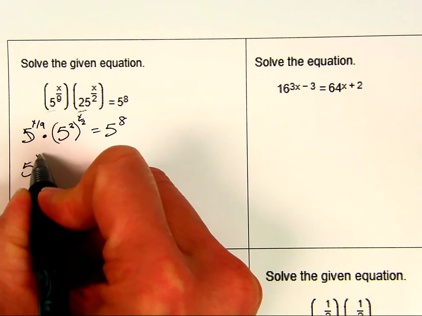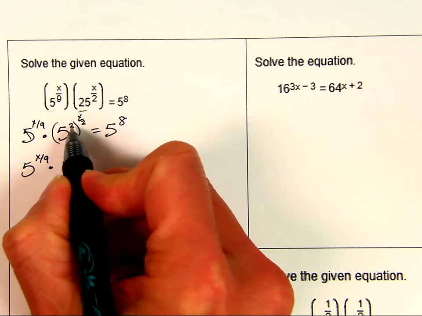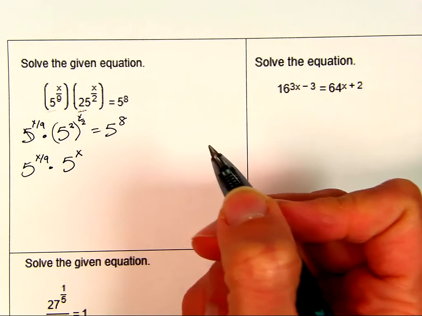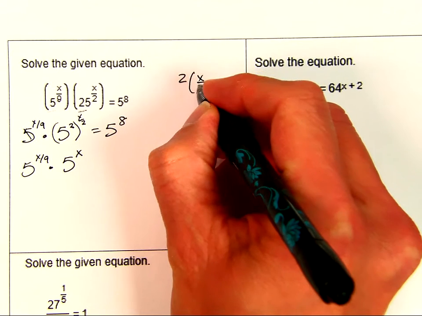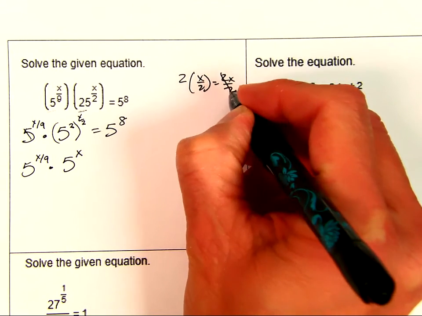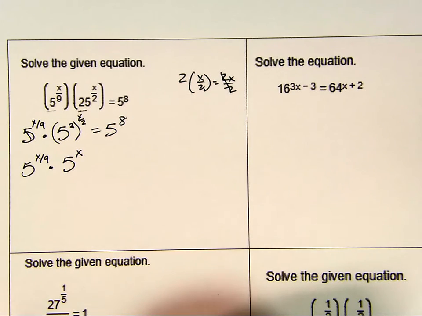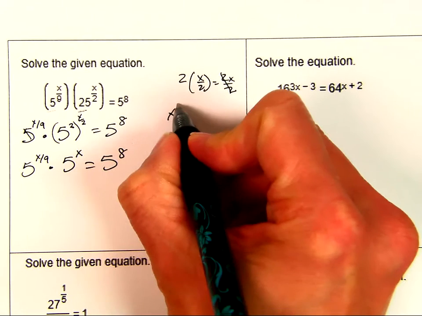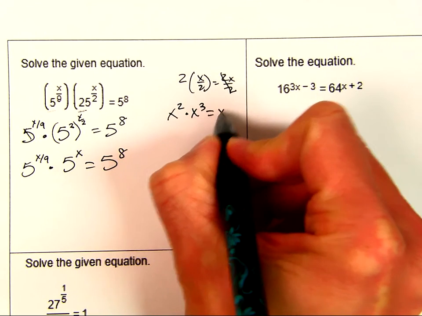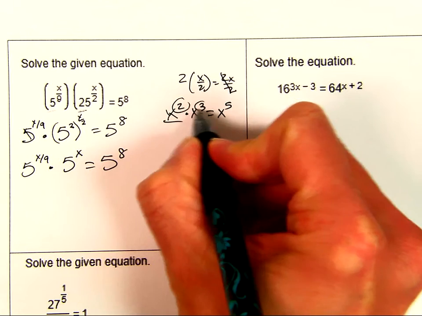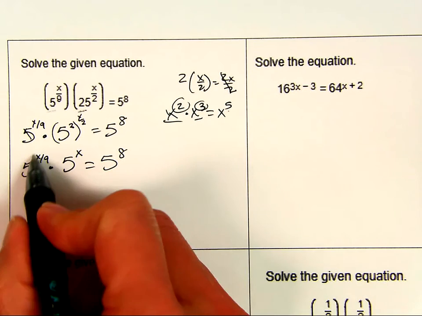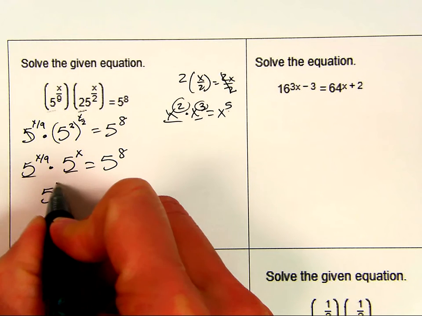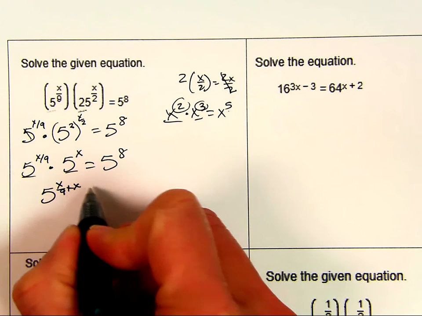So I need to use my power rule first before I use my product rule. So I'm going to say 5 to the x over 9 times 5, and I'm going to multiply 2x divided by 2, or 2x over 2, is just x, right? 2 times x over 2 equals 2x over 2. The x's cancel, and the 2's cancel, and I get an x. Okay? And so then it equals 5 to the 8th. So the rule, remember, x squared times x cubed equals x to the 5th, because if the bases are the same, I add exponents. 2 plus 3 is 5. It's the same thing over here. If the bases are the same and I'm multiplying, I'm going to add those exponents. So I'm going to get 5 to the x over 9 plus x.